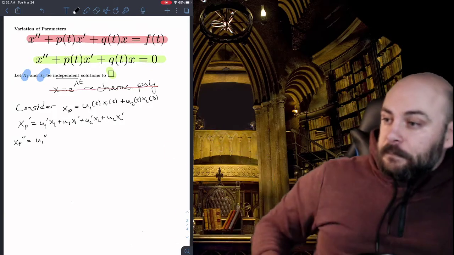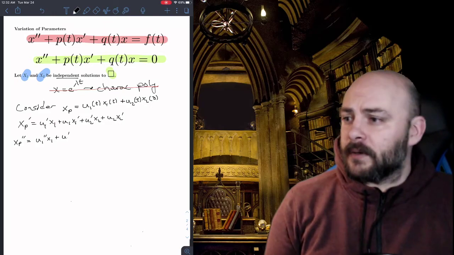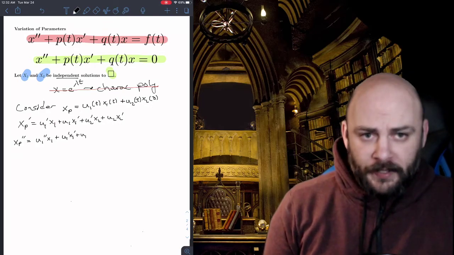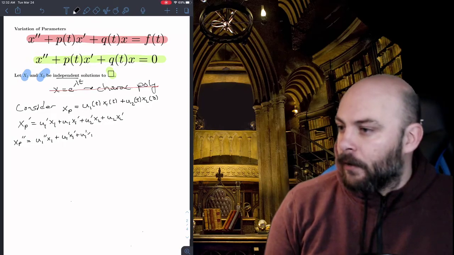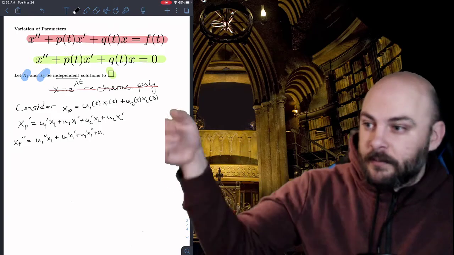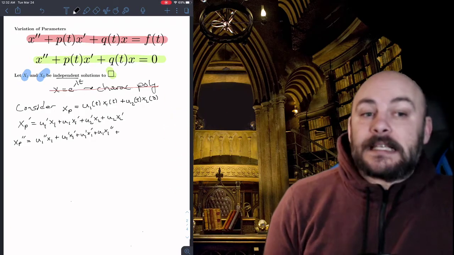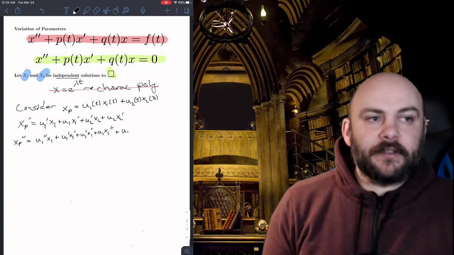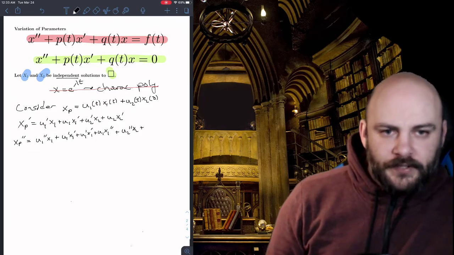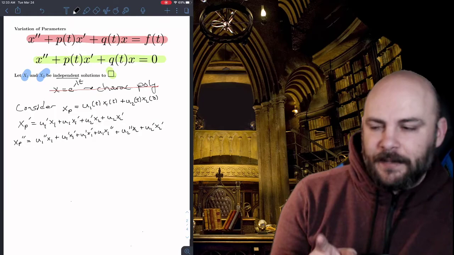For xp prime, we're just going to use the product rule: u1 prime x1 plus u1 x1 prime plus u2 prime x2 plus u2 x2 prime. Now, xp double prime, which you can see is taking me a while to write because there are so many terms. We're doing the product rule to each of those four terms in xp prime. It is important for me to do out all these details because I feel it's important for you to really get a feel for what's going on, and we are playing a very important mathematician's game in doing this.